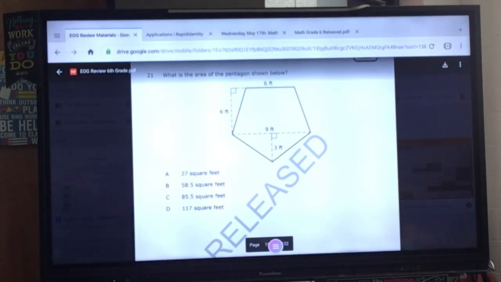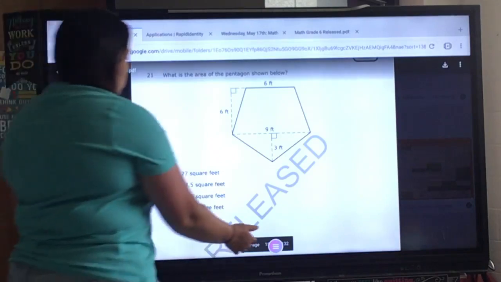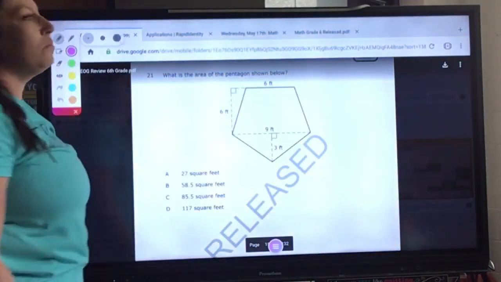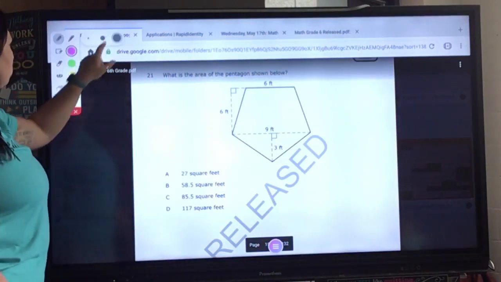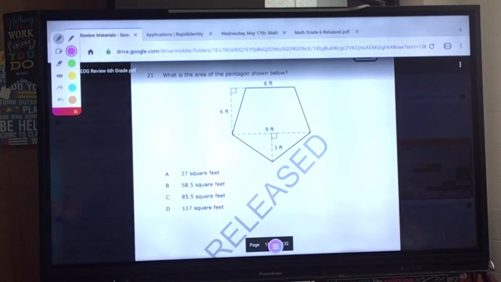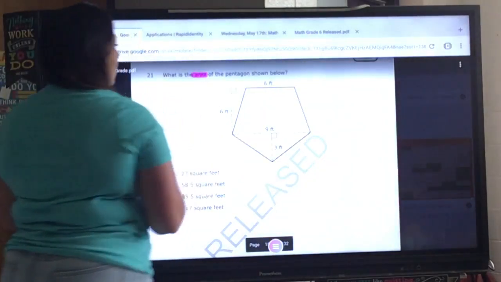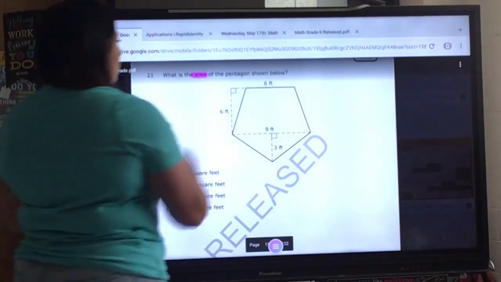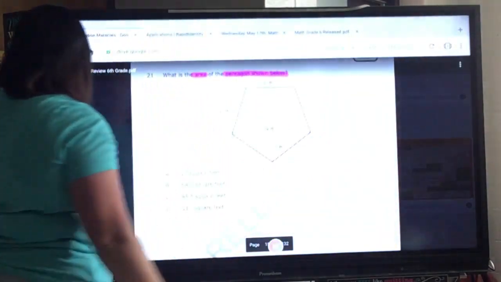Alright. Says, what is the area of the pentagon shown below? So what is important in this question? What's important in the question? Aiden. Okay, so area. And then what else is important in the question? Camden? Pentagon.